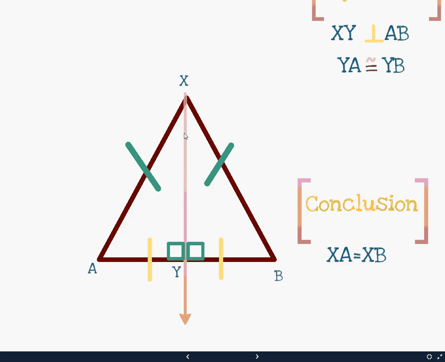If I had point X here and I drew in two segments to points A and B, they would be the same distance. So any point on this line, if you connect it to points A and B, will be the same. Pretty cool. So in this case, the length of XA will be congruent, or equal, to the length of XB.